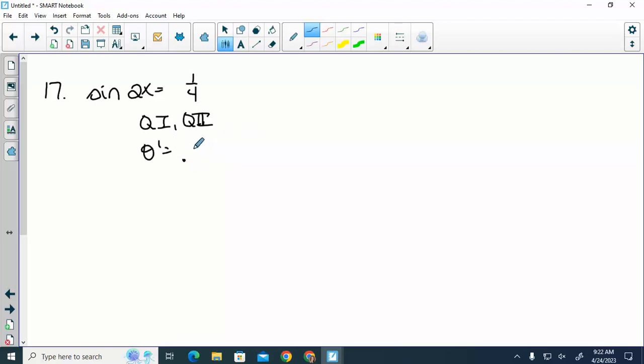You get 0.2527 if you go to that many decimal places. So our angle is 2x. In quadrant 1, the reference angle is the angle. In quadrant 2, if we're in radians, we have to do pi minus the reference angle. But because it's a 2x, what does that tell me? That's double solution.